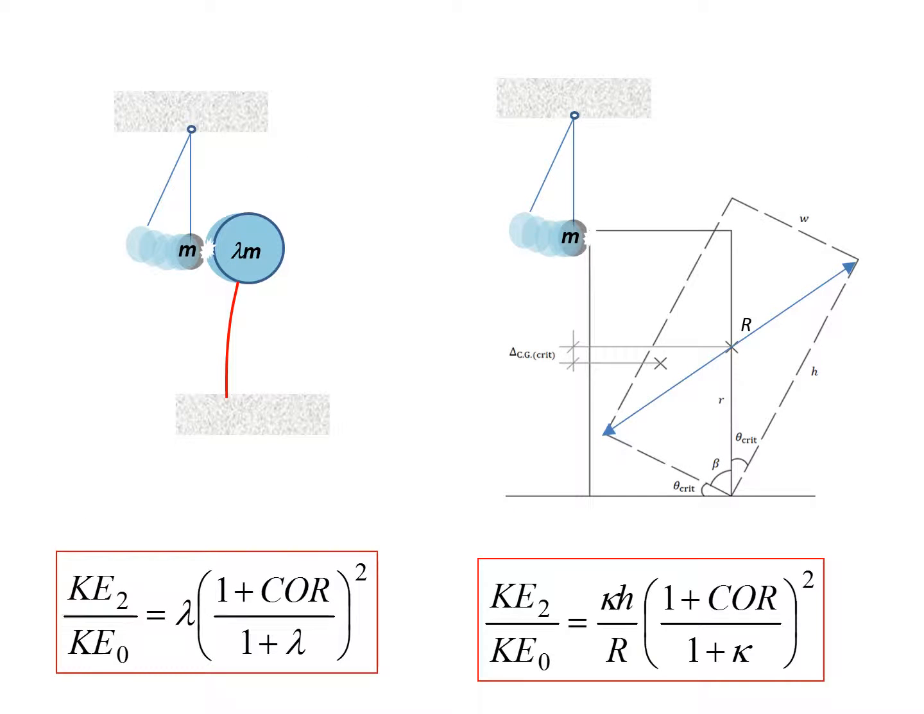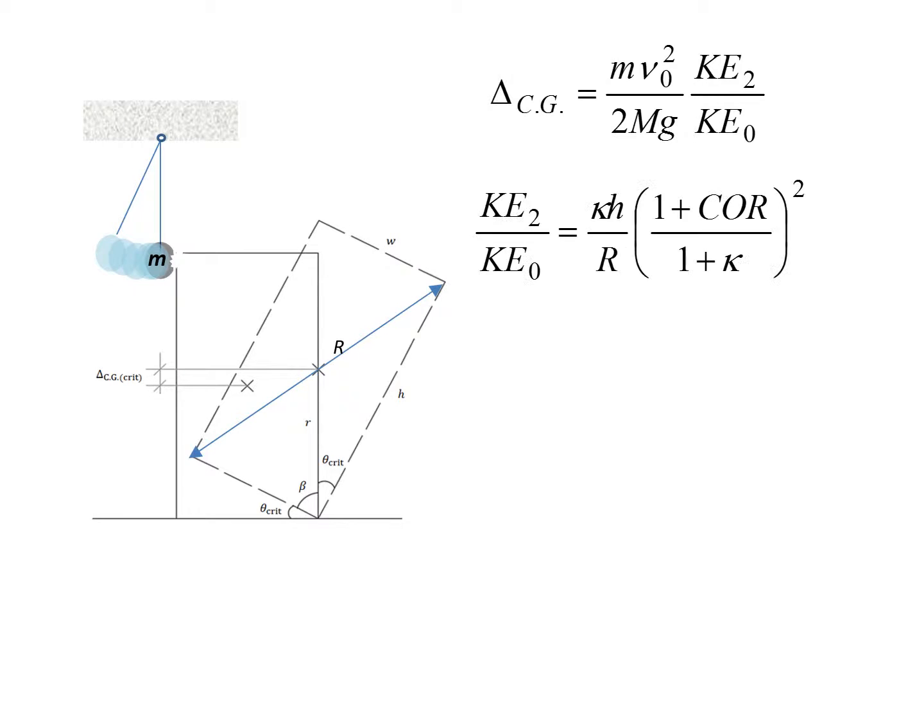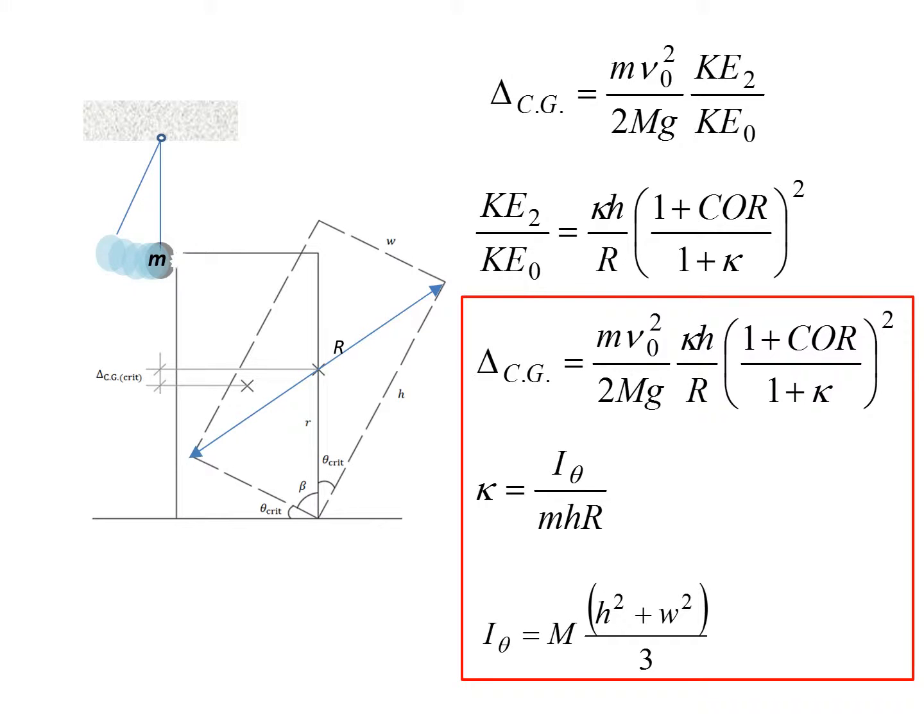Now let's compare the impact on a single degree of freedom system with that on an overturning rectangular block. You can see the similar expression for the kinetic energy ratios. Instead of having parameter lambda as arguments, we have introduced a new parameter kappa, which will be explained in the later slides. The expression for determining the value of delta subscript Cg, the lifting of the center of gravity, is very similar in form to that of a lumped mass system.